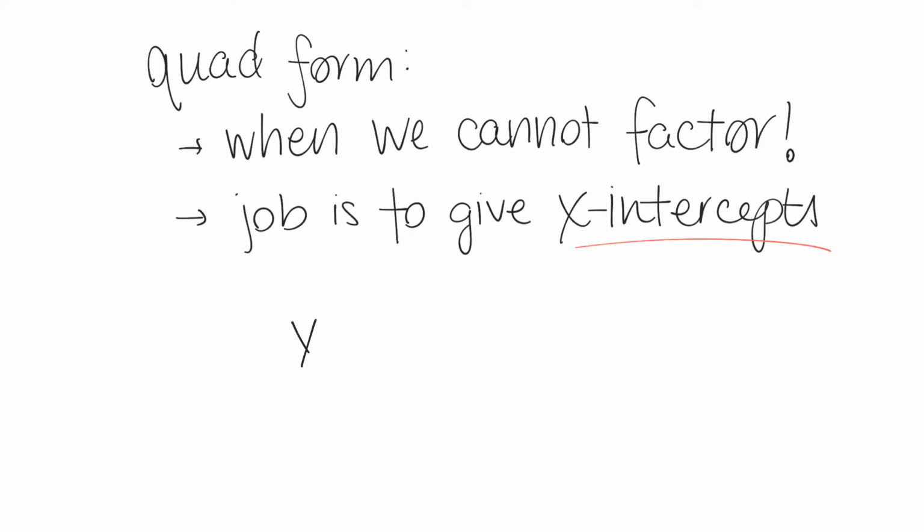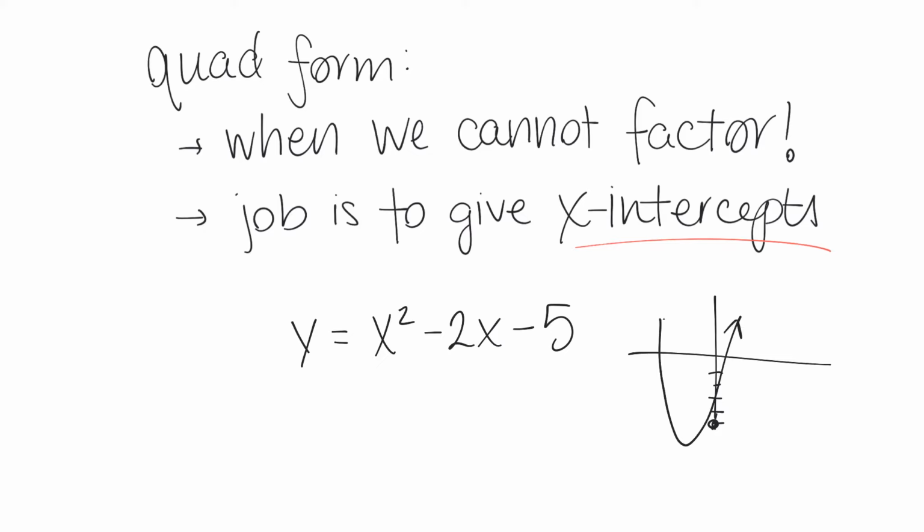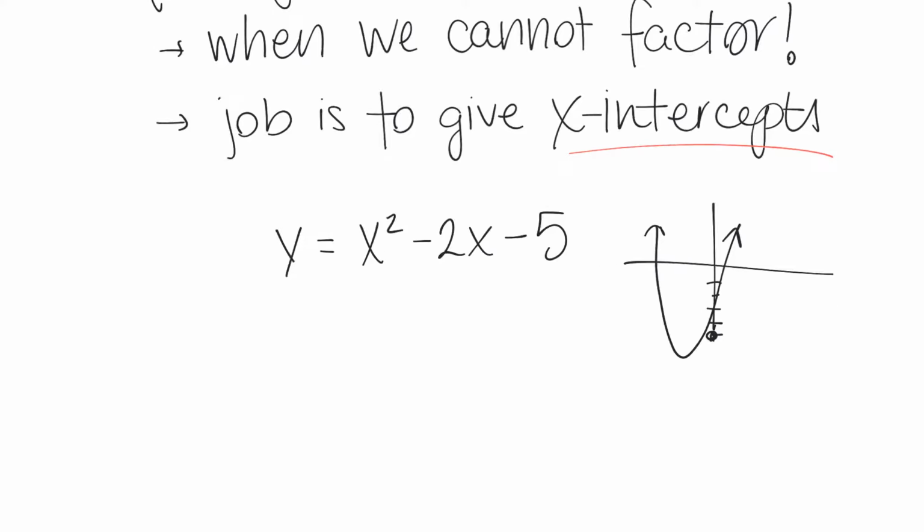But what if you get something like this? What if you get something like x squared minus 2x minus 5? You can't factor that. There is nothing that multiplies to negative 5 and adds to negative 2, but that doesn't mean it doesn't have x-intercepts. It does. They're just ugly. They're at some horrible decimal that we can't find from factoring. So this is when we use the quadratic formula.